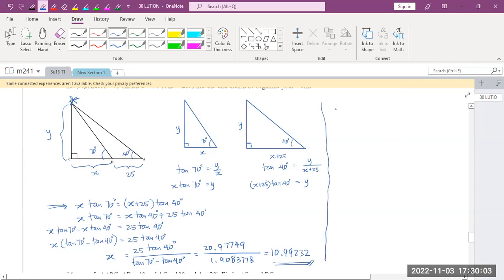Now then what is the Y? We know that X tangent 70 degrees gives us the Y. We know the X already, so plug in the number: 10.99232 tangent 70 degrees equals Y. So Y will be 30.201 something.